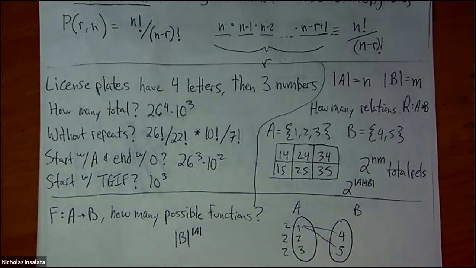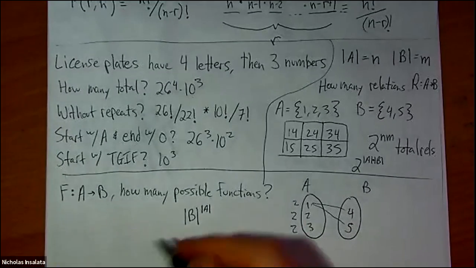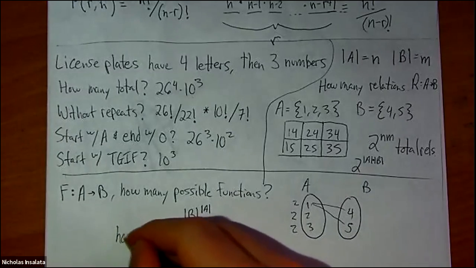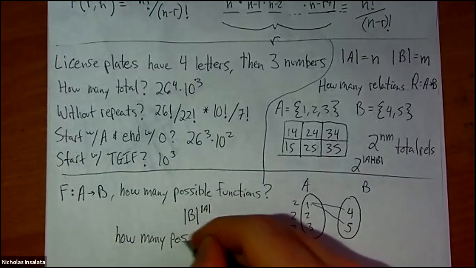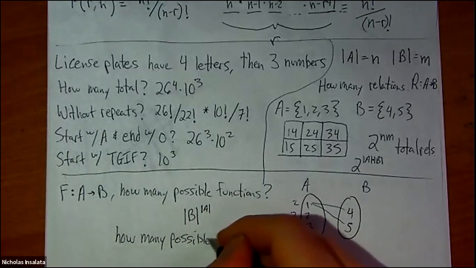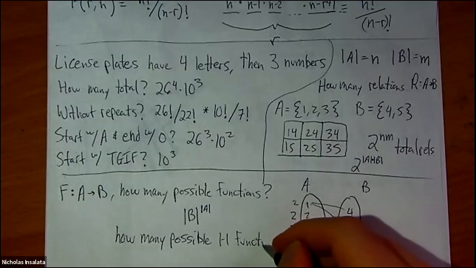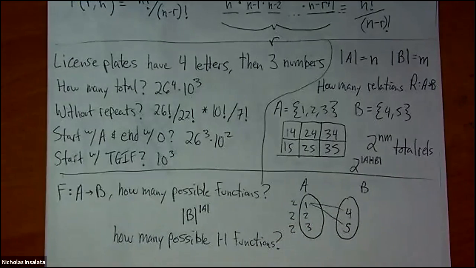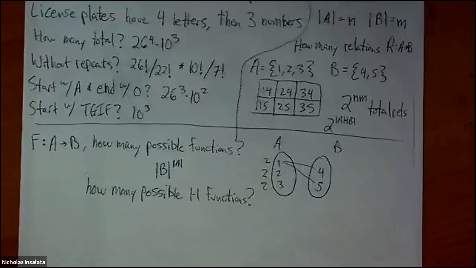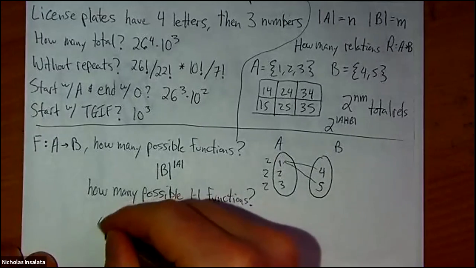Okay, how about this? How many possible one-to-one functions are there? Let's do a little bit bigger example. I think that'll help. So let's think about this.